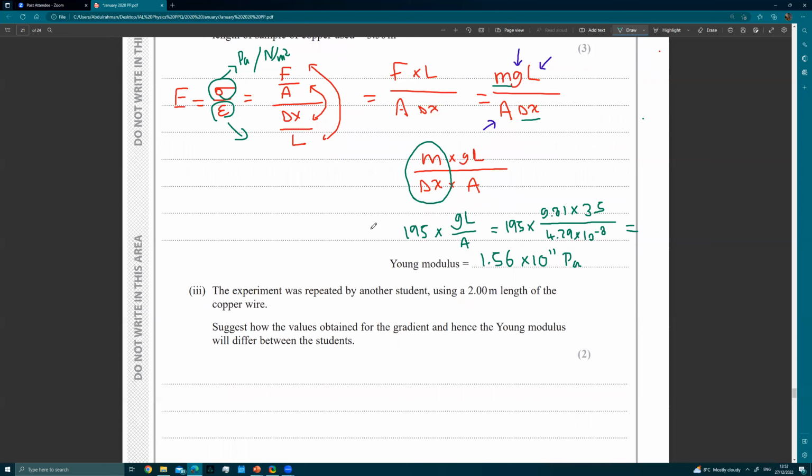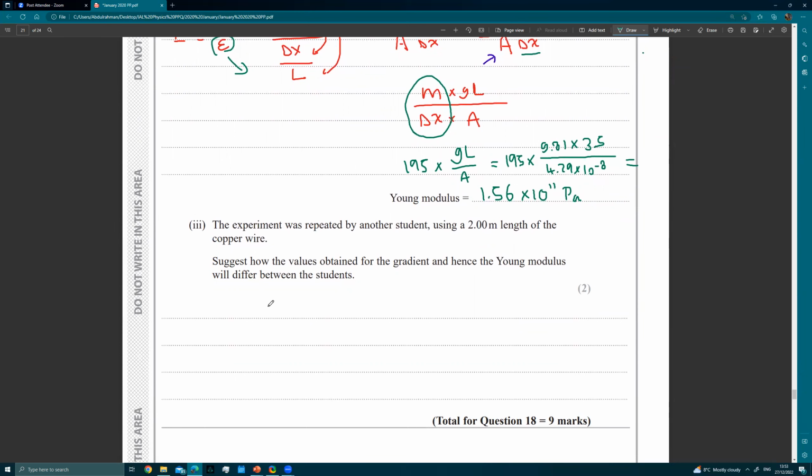The experiment was repeated by another student using a 2-meter length of the copper wire. Suggest how the values obtained for the gradient and the Young's modulus will differ between the students. Well, I know the gradient is mass over extension. If he has a shorter wire, it's going to extend by a smaller amount, because you should know that the length of the wire is proportional to its extension. So if it's extending by a smaller amount, you're dividing by a smaller number, so your gradient is going to be larger. Let's start by commenting on the gradient. So there will be a larger gradient.